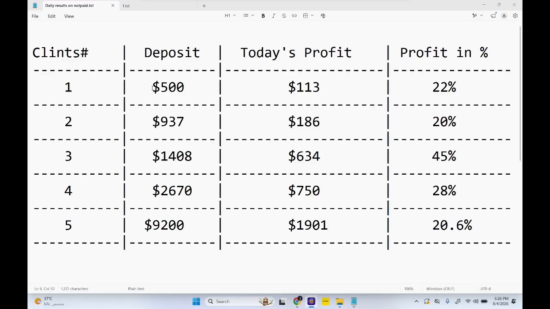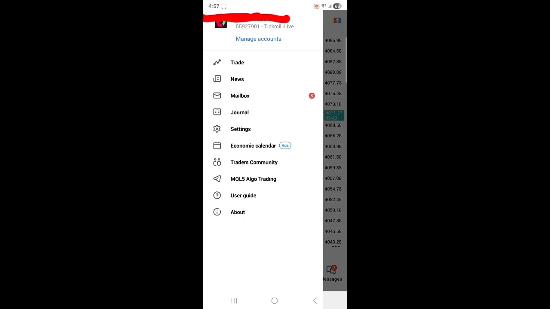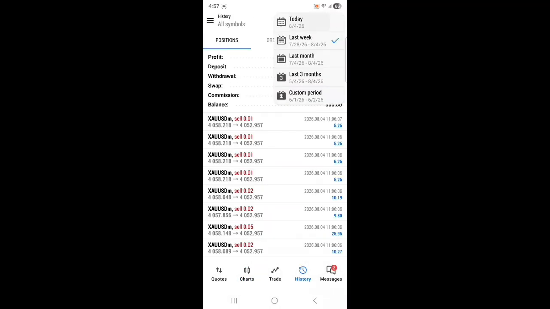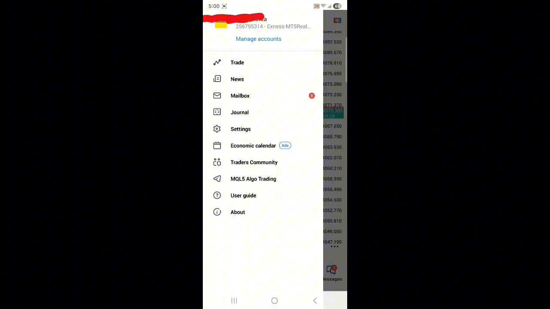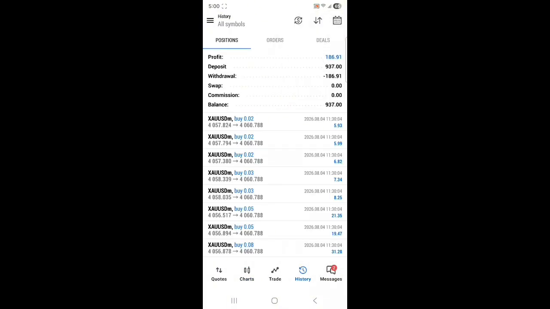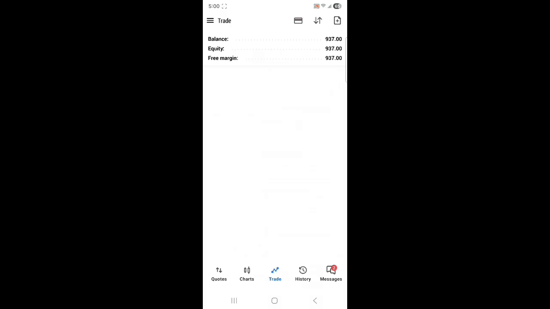So guys, in today's results, this is one of my clients and his deposit was $500 and his today's profit is $113 and that is 22% profit. And this is the account of client number 1 and you can see his today's profit which is $113 and his deposit amount is $500. This is another client and his deposit was $937 and his today's profit is $186 and that is 20% profit. And this is the account of client number 2 and you can see his today's profit which is $186 and his deposit amount is $937.